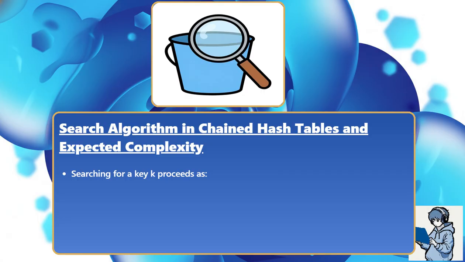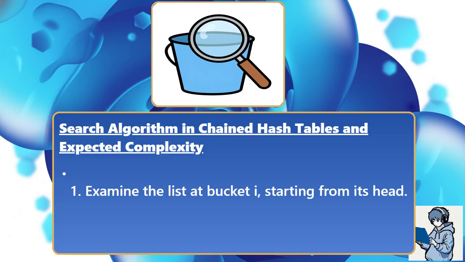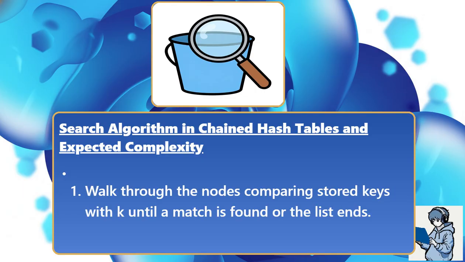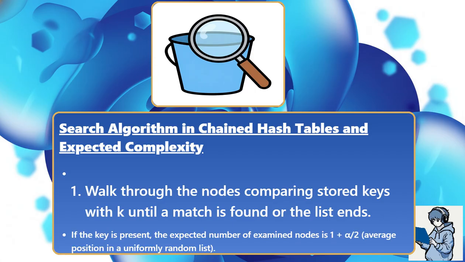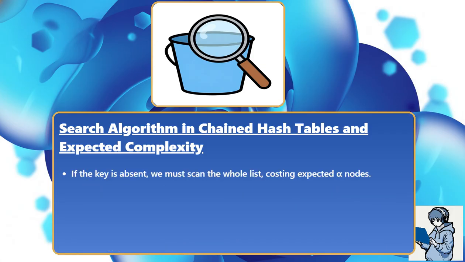Searching for a key k proceeds as follows. Compute i equals h of k modulo m. Examine the list at bucket i starting from its head. Walk through the nodes comparing stored keys with k until a match is found or the list ends. If the key is present, the expected number of examined nodes is 1 plus alpha divided by 2, the average position in a uniformly random list. If the key is absent, we must scan the whole list, costing expected alpha nodes.